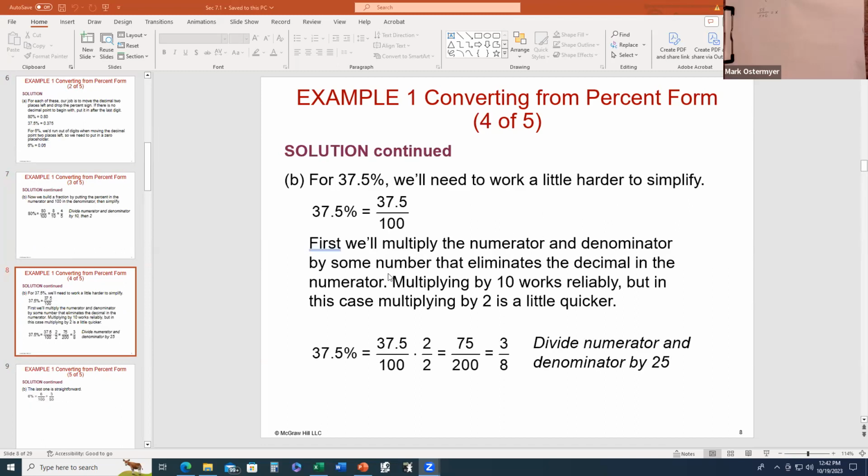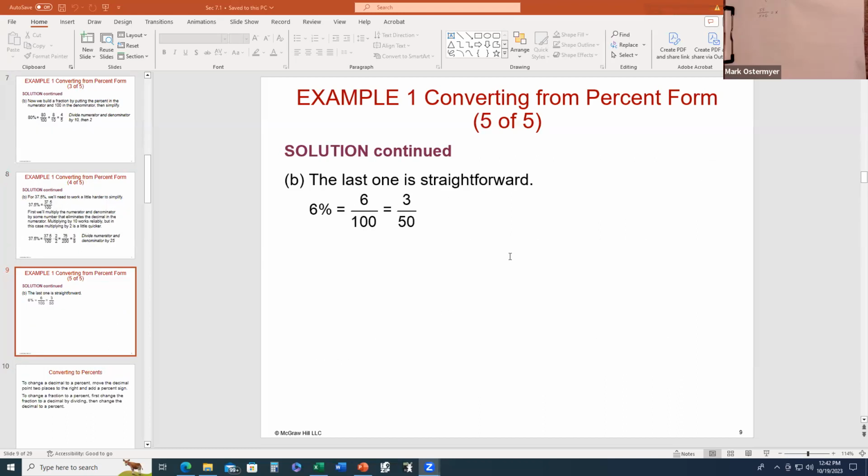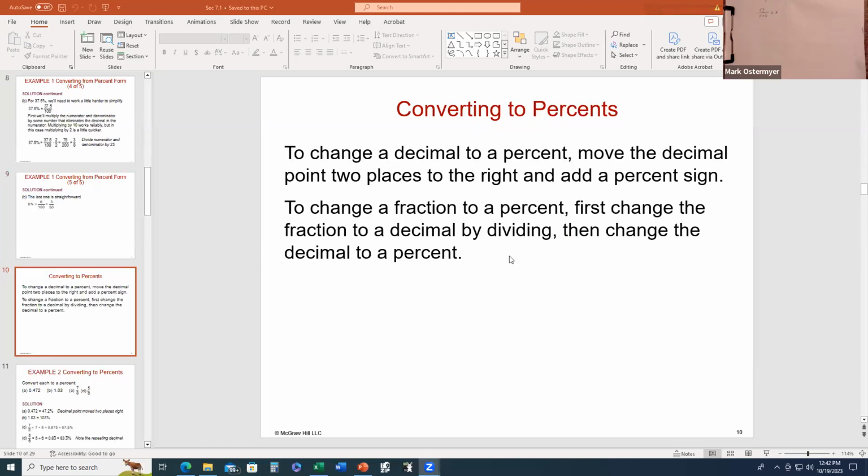All right, so they're illustrating what I just went over. To change a decimal to a percent, we move the decimal point 2 places to the right and attach the percent symbol. To change a fraction to a percent, we first change the fraction to its equivalent decimal form by dividing the numerator by the denominator, and then change the decimal to a percent.